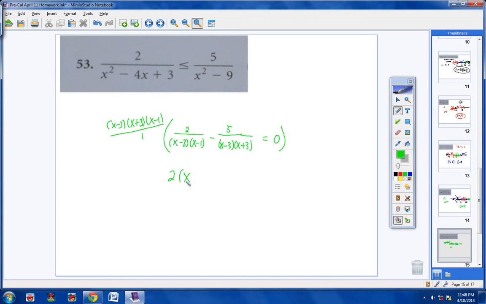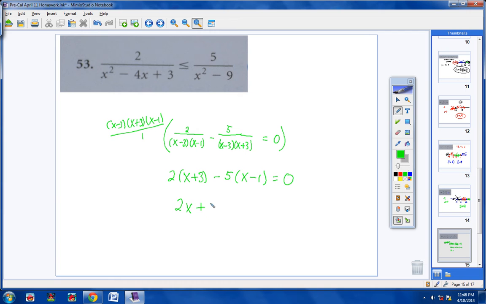2 times x plus 3. Now, your x minus 3 and your x plus 3 would cancel with these two, leaving you with x minus 1 times 5. Now be careful, there's a negative sign right there, so really watch your signs, okay? I would actually put a negative and then a 5 and then your x minus 1 equals 0. And now we can solve this pretty quickly.